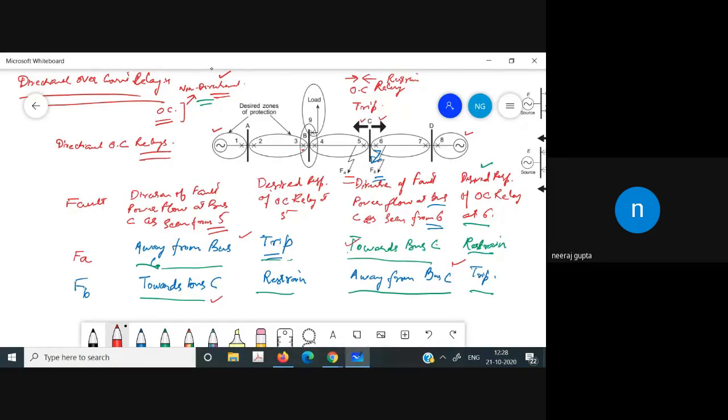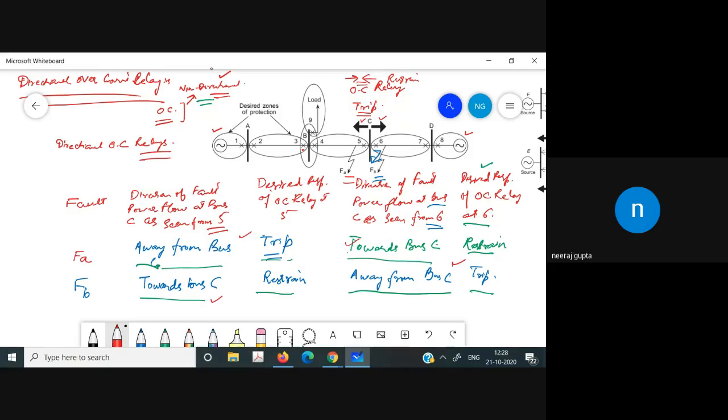So if the fault power is away from the bus, then definitely it will trip. And if it is moving towards the bus, then definitely it will restrain, if the directional relays are used. So this is the basic concept of the directional overcurrent relay. Now, we have to study other situations where the directional overcurrent relay is used.